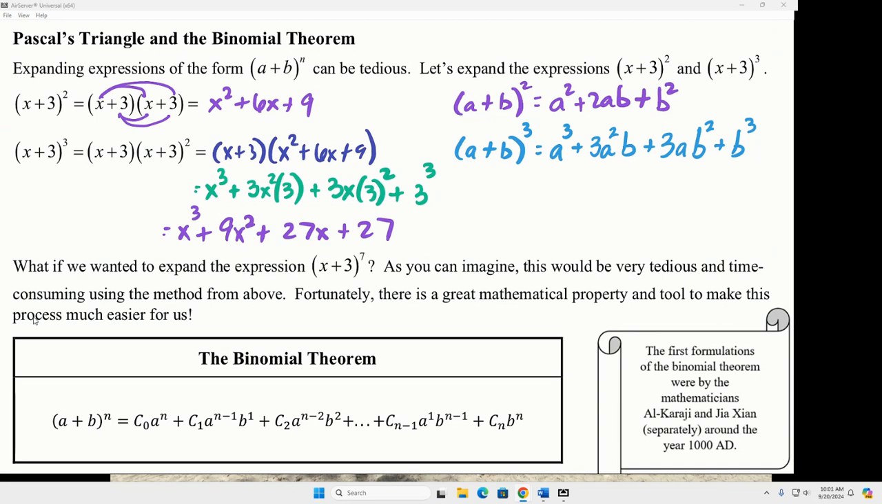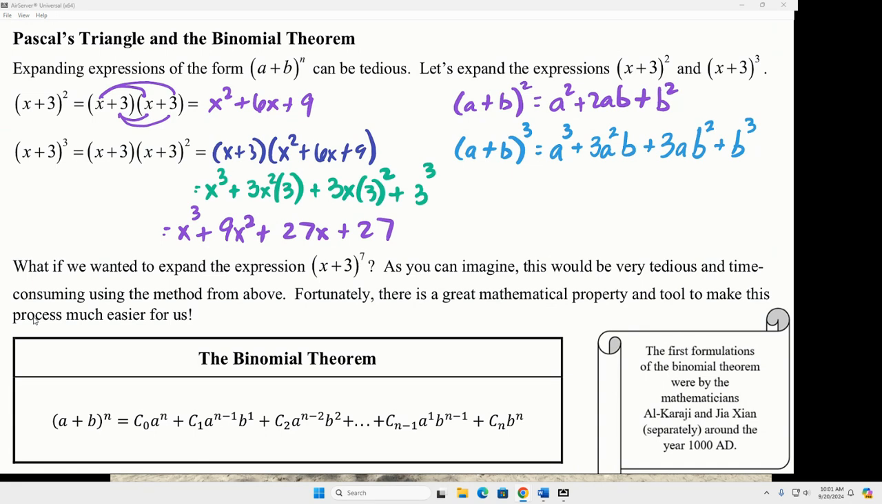Again, I saw some people were just going ahead and doing it the other way where you distributed. And that's fine if you're going to cube it and not use the shortcut. But if we wanted to take it and raise it to the 7th power, that is going to be a ton of work. We would have to keep multiplying by x plus 3 7 times. And that would be not even worth doing for sure.